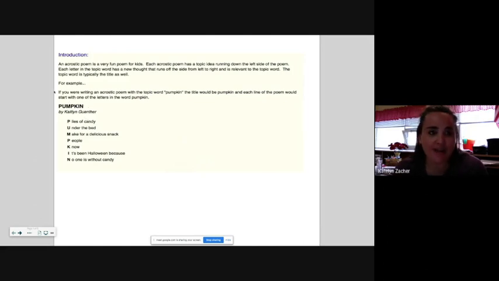Pumpkins, you bet. If you were writing an acrostic poem with the topic word pumpkin, the title would be pumpkin and each line would start with one of the letters in the word pumpkin. So under this word, pumpkin, the P, piles of candy. Ooh, I think we're talking about Halloween. U, under the bed. So maybe has a pumpkin under the bed. M, make for a delicious snack. P, people. Okay. Ooh, good creative one. It's been Halloween because no one was without candy. So that's a very creative one that this person made, Caitlin.